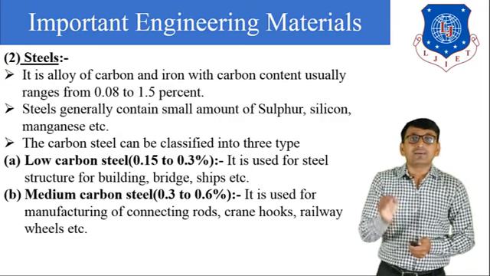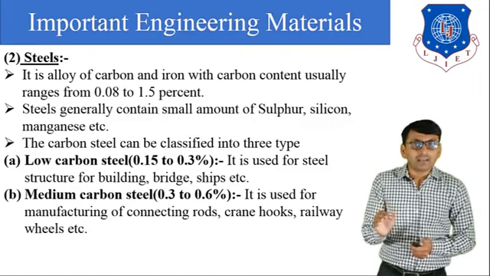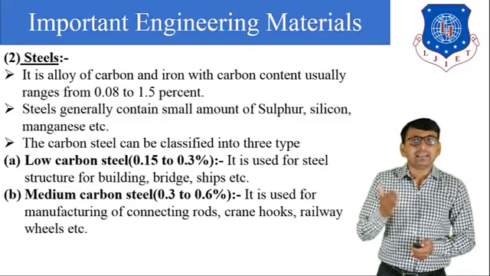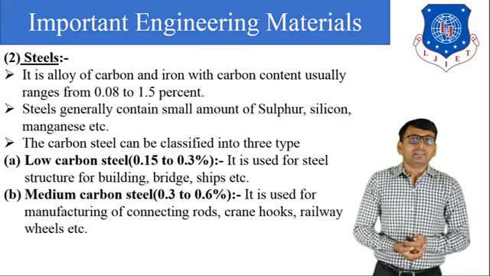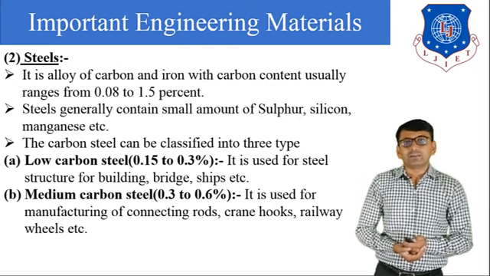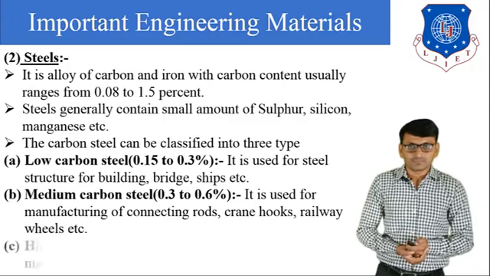Then the second one, medium carbon steel, which contains carbon from 0.3 to 0.6 percent, and it is used for manufacturing connecting rods, crane hooks, railway wheels, etc. The connecting rod is a part of the IC engine, that is a heat engine.